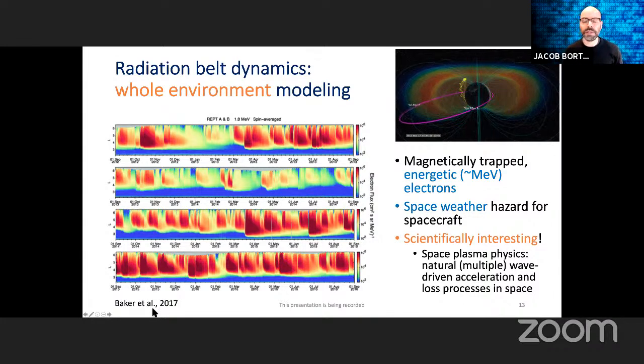This is a plot from one of Dan Baker's famous papers showing Van Allen Probes A and B data for 1.8 MeV electrons. And you can see that as a function of L shell and time, there's a lot of variability, even at these very, very high energies. There are injections, there are decays, times of very low fluxes, times of very high fluxes, and so on. So a very interesting structure indeed.